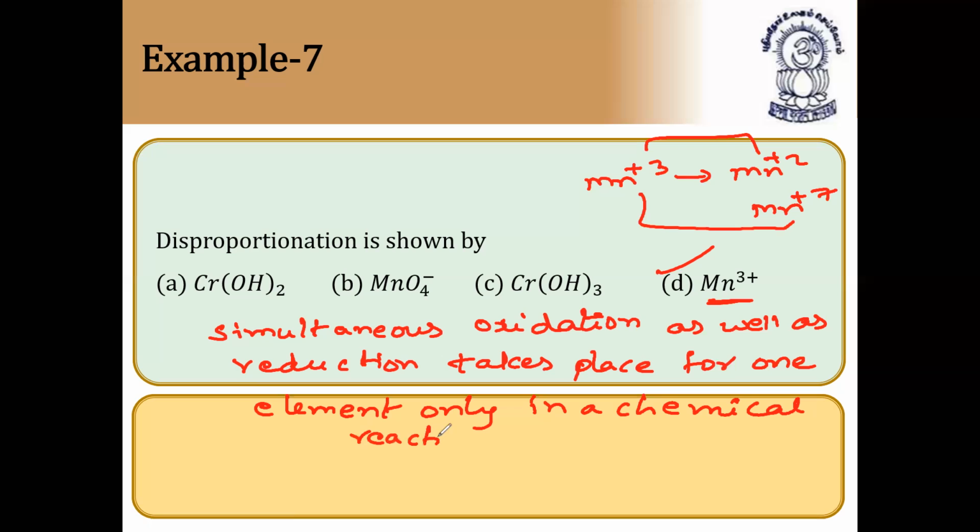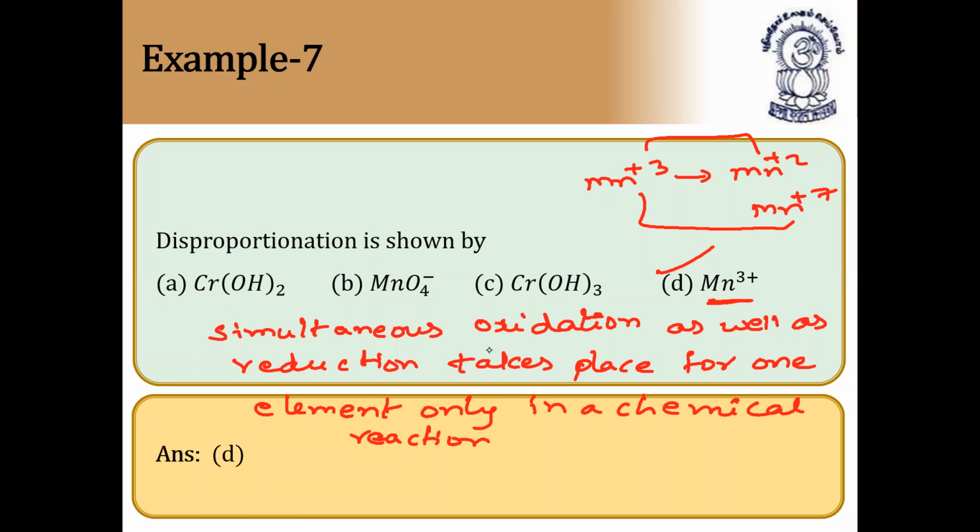This reaction we have already discussed. So please note down this answer. The answer is option D. Simultaneous oxidation as well as reduction takes place for only one element in a chemical reaction. If you take manganese plus 3 state, it changes to Mn plus 2 and Mn plus 7 in a chemical reaction in basic medium. So that's why the answer is Mn plus 3 only can undergo disproportionation. The remaining, chromium hydroxide and manganate ion, chromium hydroxide in plus 3 state will not undergo disproportionation.